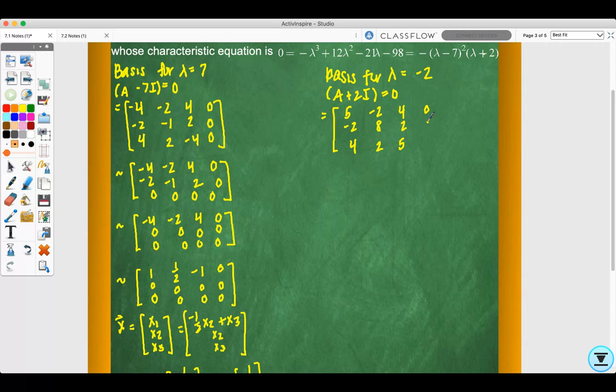Okay, so we have this matrix, 5, -2, 4, -2, 8, 2, 4, 2, 5, equaling 0. So going through with this, I want you to try to solve this one on your own, and then check your work with mine. So pause now.